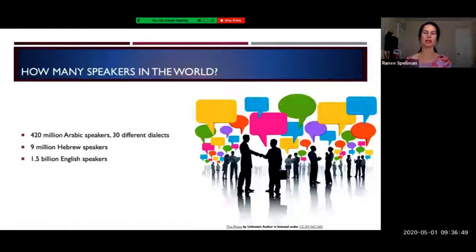So just to get an idea of how many speakers there are for Arabic and Hebrew in the world. Arabic has 420 million speakers and 30 different dialects. Hebrew has 9 million speakers, and most of those native speakers are in Israel, but the US actually has the second largest population of Hebrew-speaking people. And then just to compare that to English, English has 1.5 billion speakers.